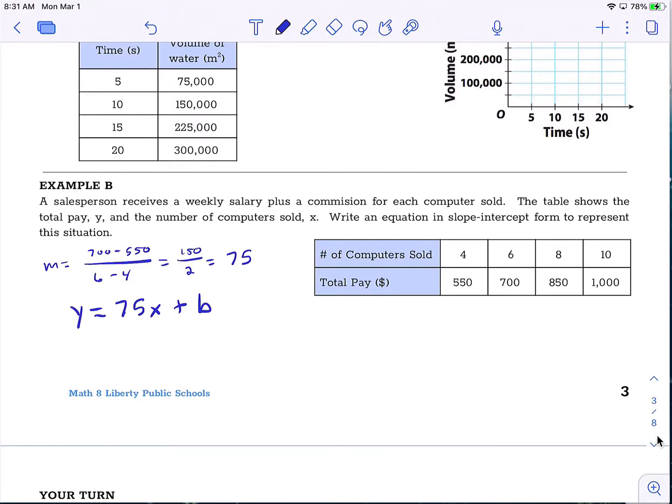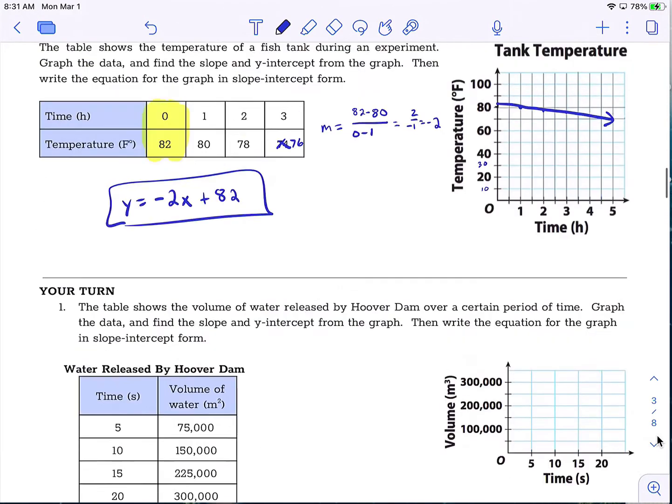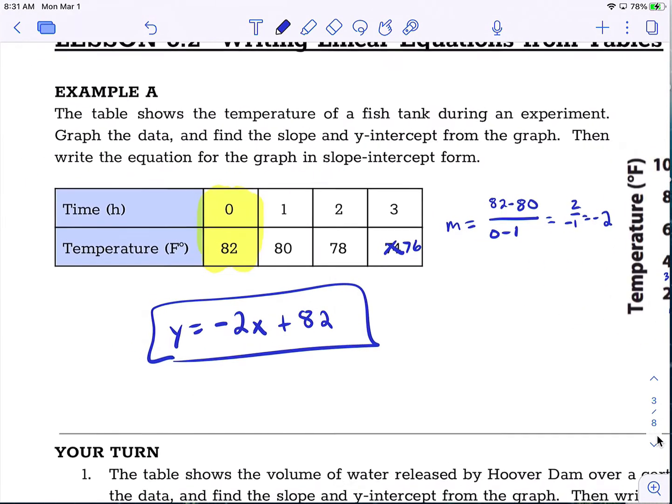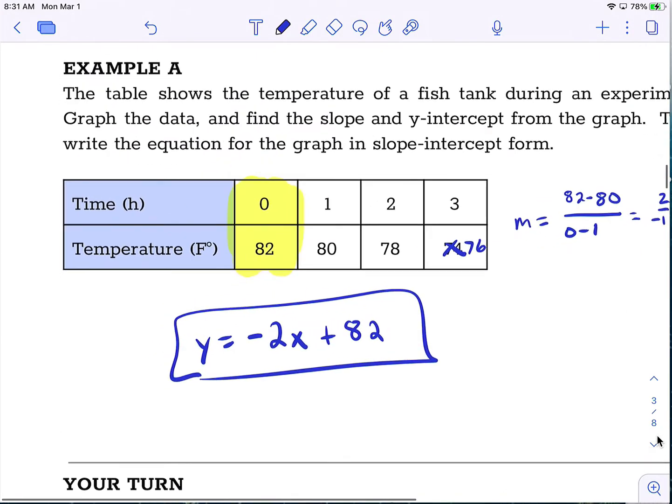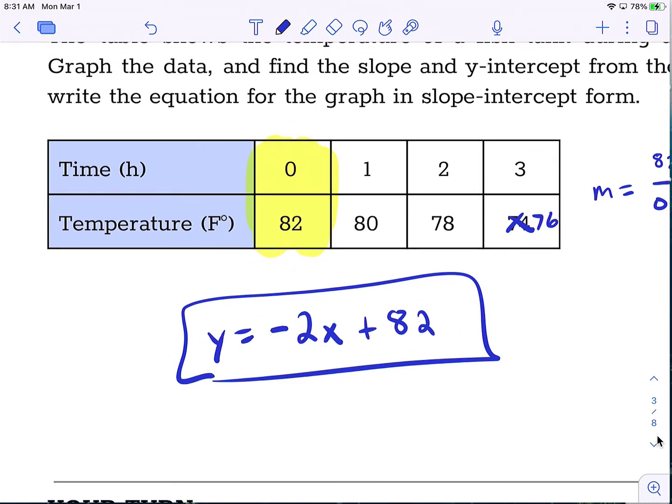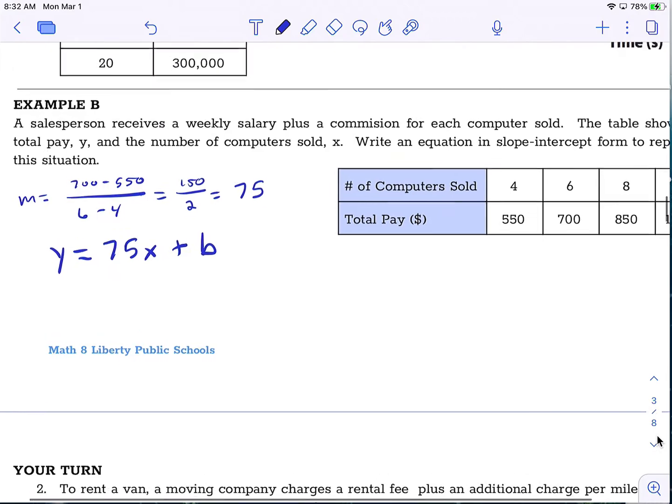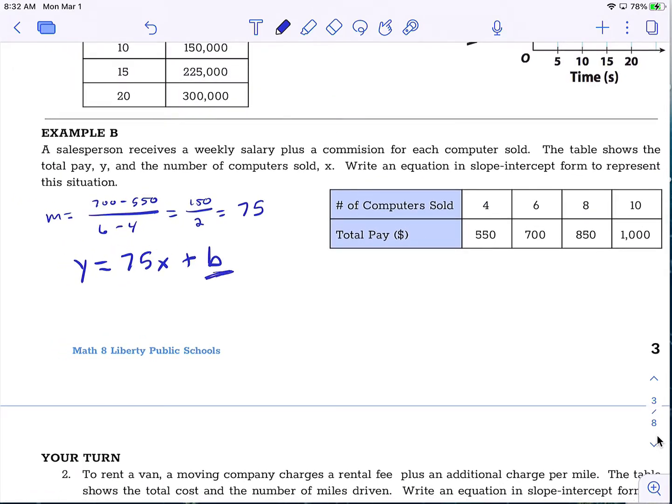So remember what these tables mean. I'm going to jump back up here real quick. I have my equation up here that we found, negative 2x plus 82, right? So that means in my table, 1 and 80 should work. In other words, if I put 1 in for x, I better get 80 for y. If I put 2 in for x, I better get 78. If I put 3 in, I better get 76. Those numbers have to work, and if you plug them in, they will. We're going to use that idea to find this b value.